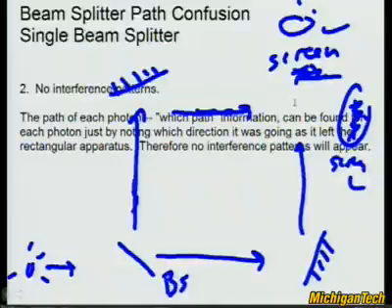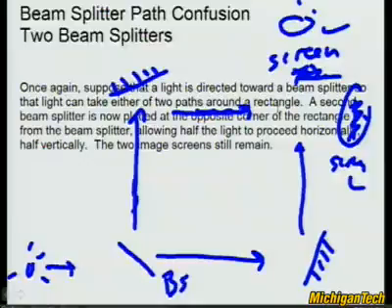All right? So let's go to the next one and say, once again, suppose the light is directed toward the beam splitter so the light can either take two paths. However, now a second beam splitter is placed in the opposite corner of the rectangle from the original beam splitter, allowing half light to proceed horizontally and half vertically. So I'm going to switch colors here. And we're going to put the other beam splitter here.